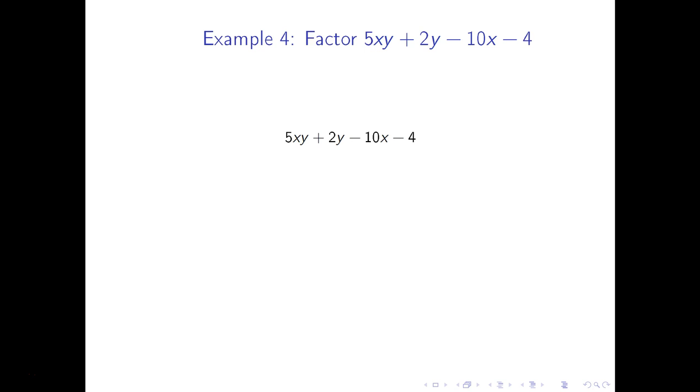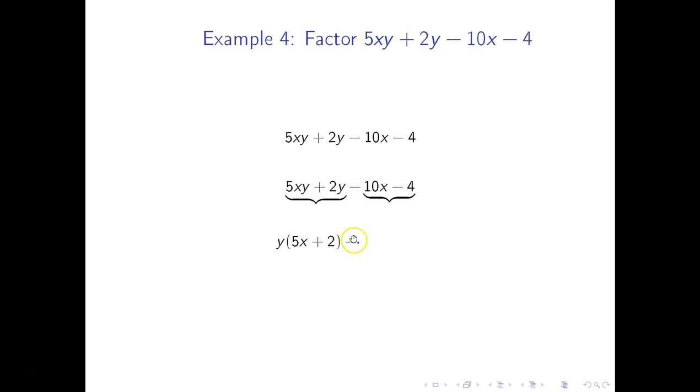All right. Hopefully, you paired them off like that. The first one, you just only pull y. You're left with 5x plus 2. And then notice this minus. This is kind of important.